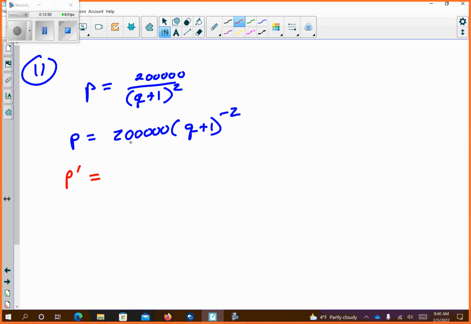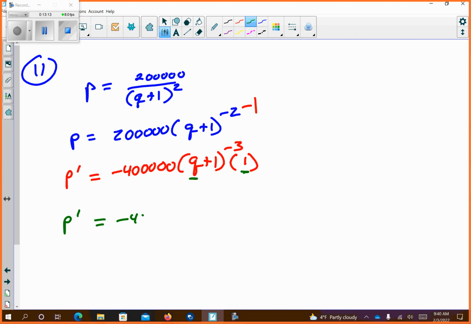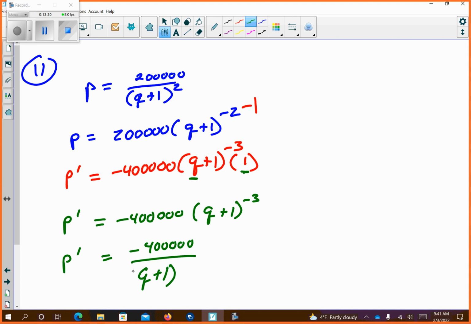So this negative 2 comes down way up front, so I get negative 400,000 times Q plus 1 raised to the negative 3, because I'd have to subtract 1 from that. And then the derivative of the inside is just 1. So P prime is equal to negative 400,000 times Q plus 1 to the negative 3. We could clean it up a little bit, having P prime equals negative 400,000 over Q plus 1 raised to the third power.